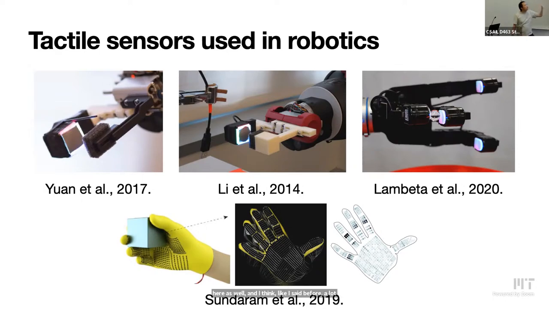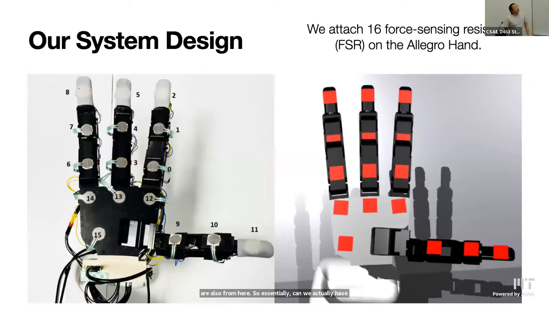In here, we try to see in the whole hand, partially motivated by these glove things that are also from here. So essentially, can we actually have tactile sensing all over the hand? Our design here is that we have this LEAP Hand, and we try to place the sensors all over the hand. We have 16 sensors, placed at every joint, and then four on the palm. So we try to do more dense sensing instead of just focusing on the fingertip.